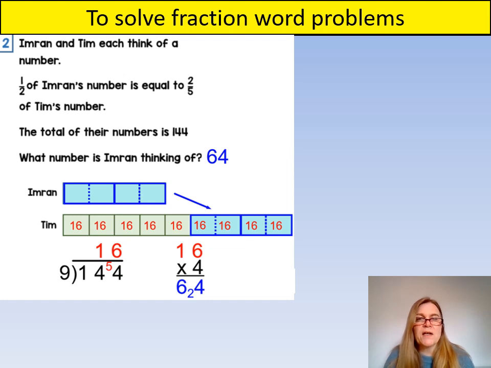14 divided by 9 is 1 remainder 5. And 54 divided by 9 is 6. So each square is worth 16. Imran's number is 4 of these squares. So multiply 16 by 4, which is 64. So Imran's number is 64.